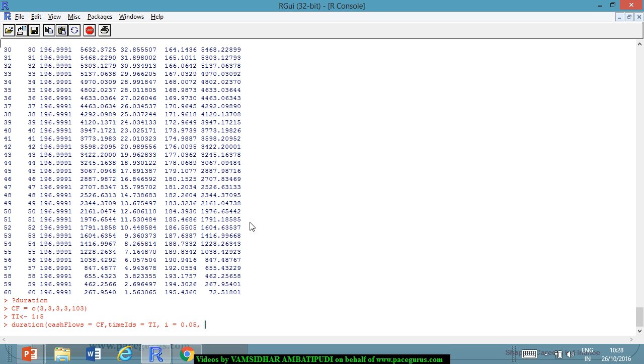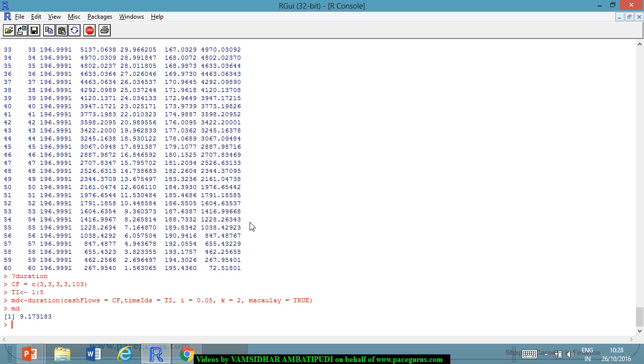If I take the previous example itself, the K is 2, the coupon payments are being made semi-annually. And let's say I want Macaulay duration, I'll set it to true. If I want effective duration, I'll set it to false. So I'll call this Macaulay duration, which is working out to 9.17. Why is it coming out to 9.17?